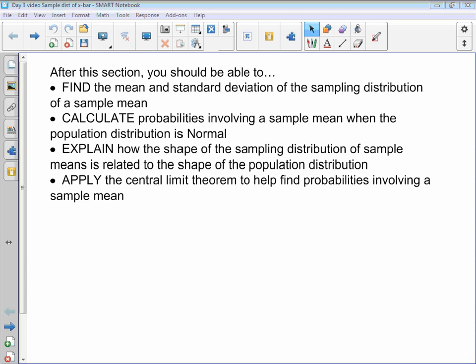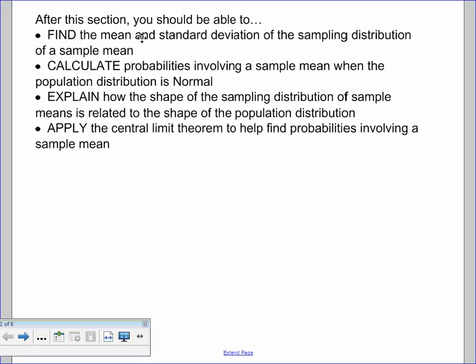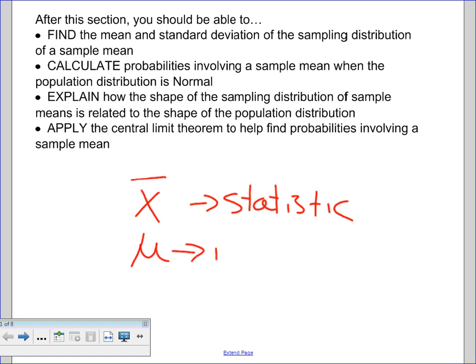So last class we talked about the sampling distribution of p hat. Today we're going to talk about the sampling distribution of x bar. And remember that x bar is the statistic that estimates mu, the parameter. And so we have to ask ourselves, how good a guess is x bar of mu? And the only way to look at that is look at the sampling distribution, so we're going to figure that out here.